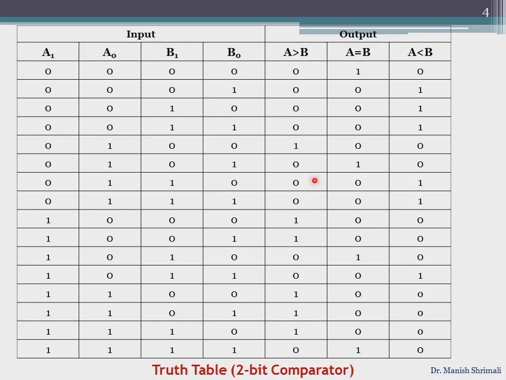the equation for all the three outputs, and that equation corresponds to the minterms, and we have to write the SOP equation for each output. That is, we have to write the sum of product equation for A greater than B, then we have to write the SOP equation for A is equal to B, and also we have to write the SOP equation for A is less than B. So let us see how this is done.